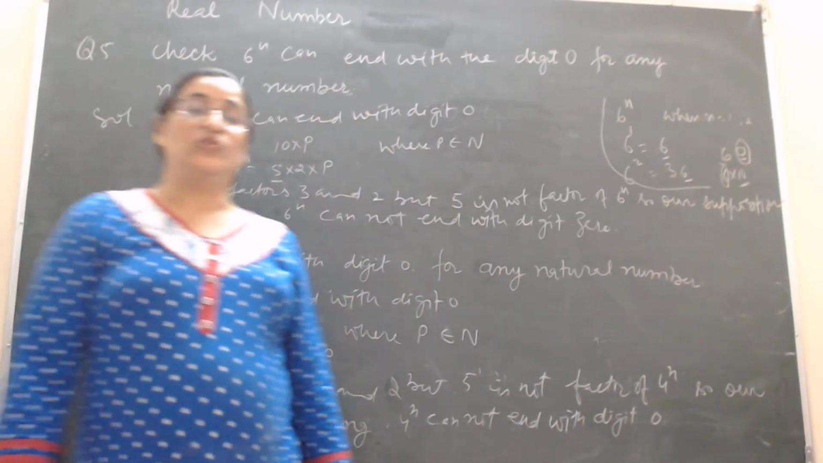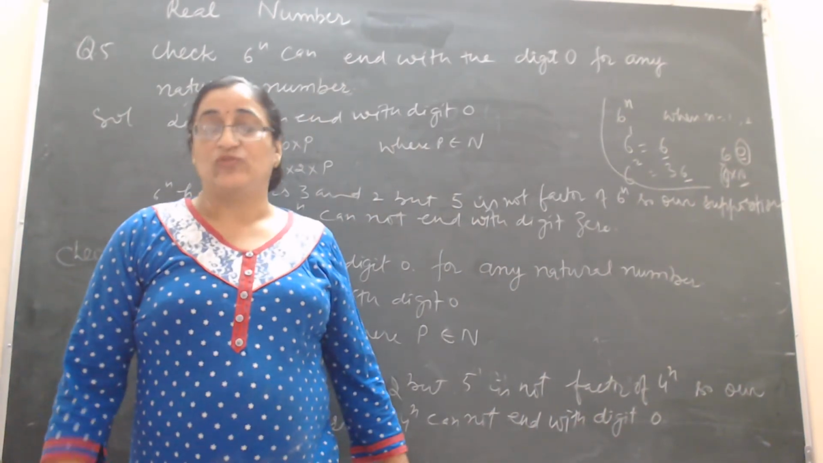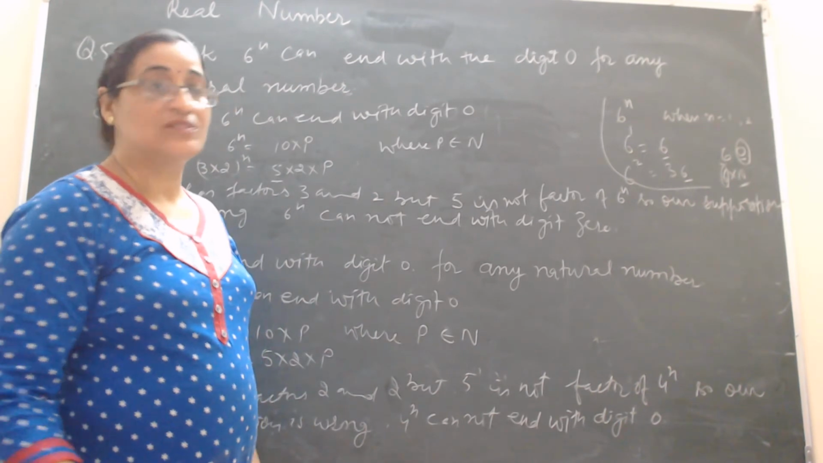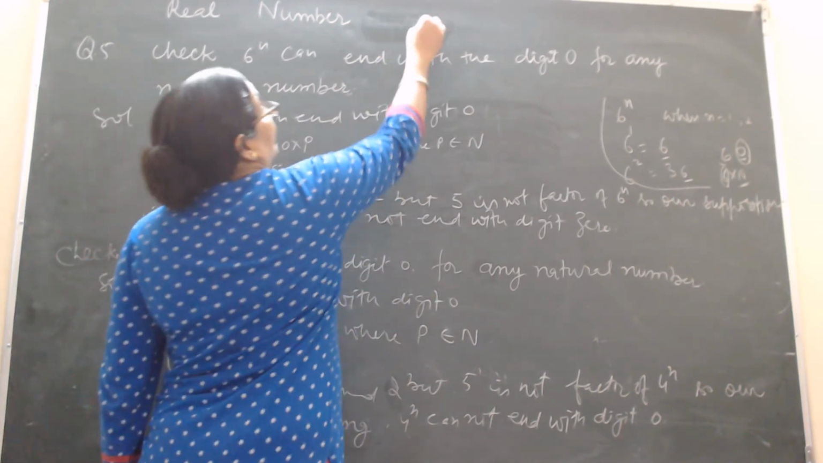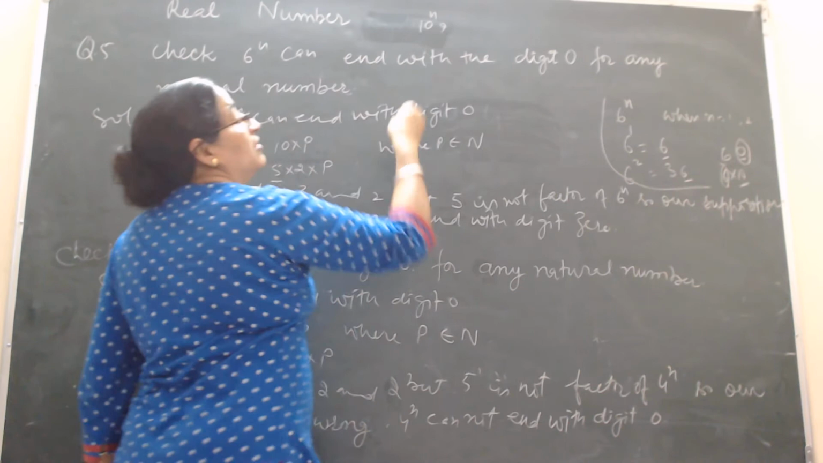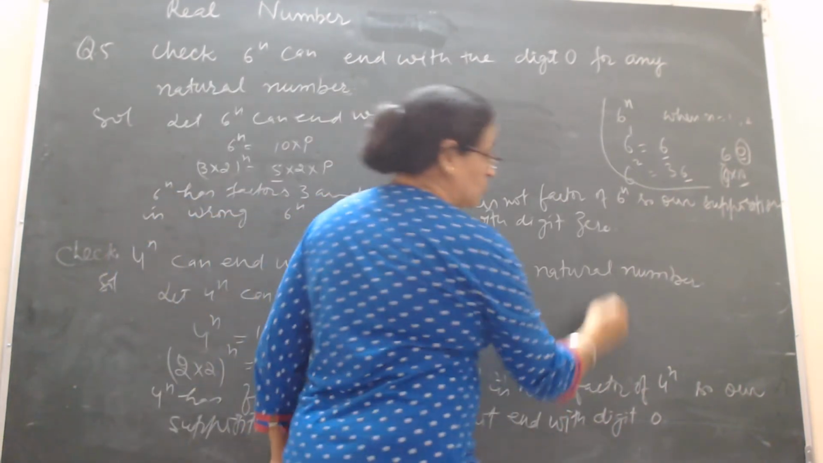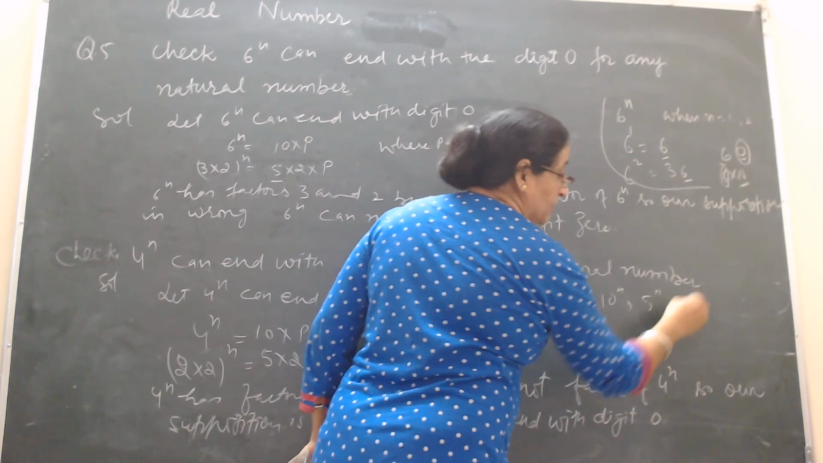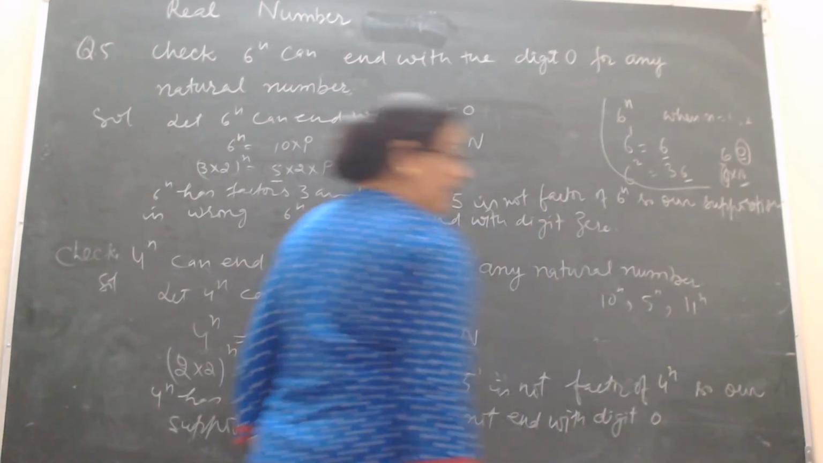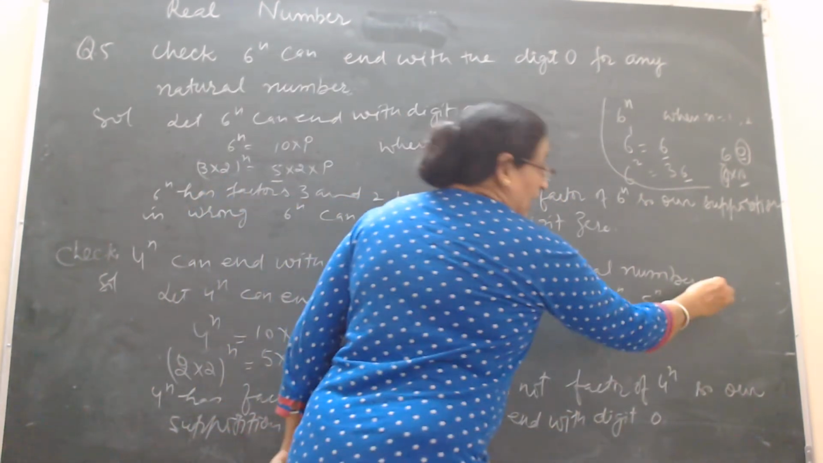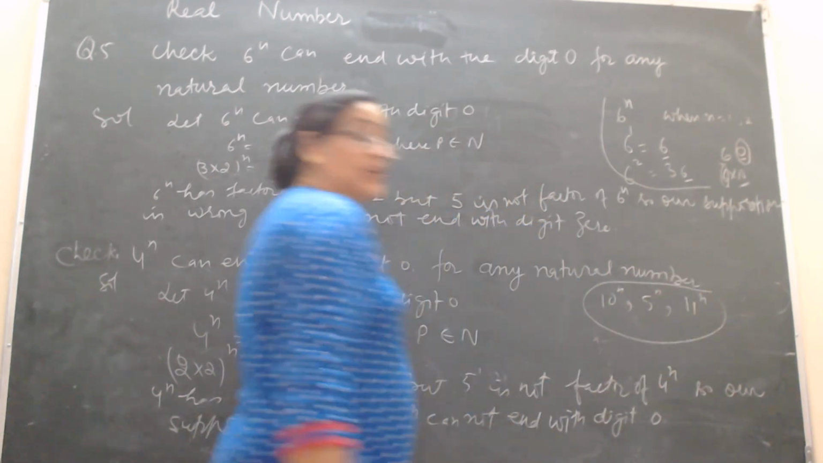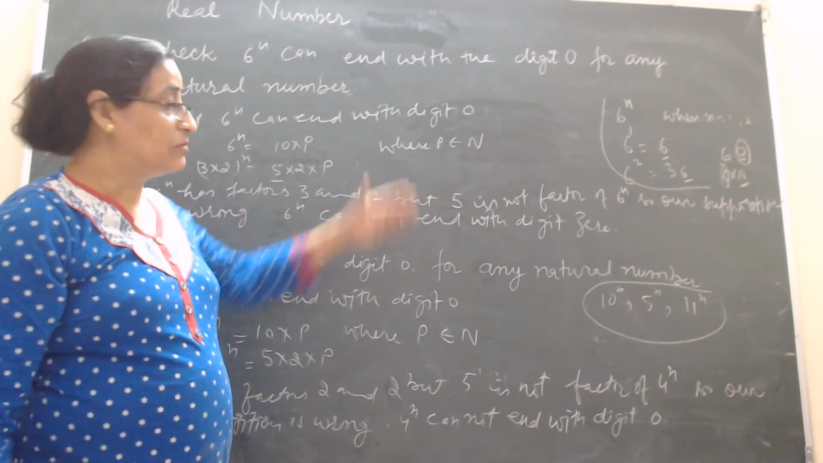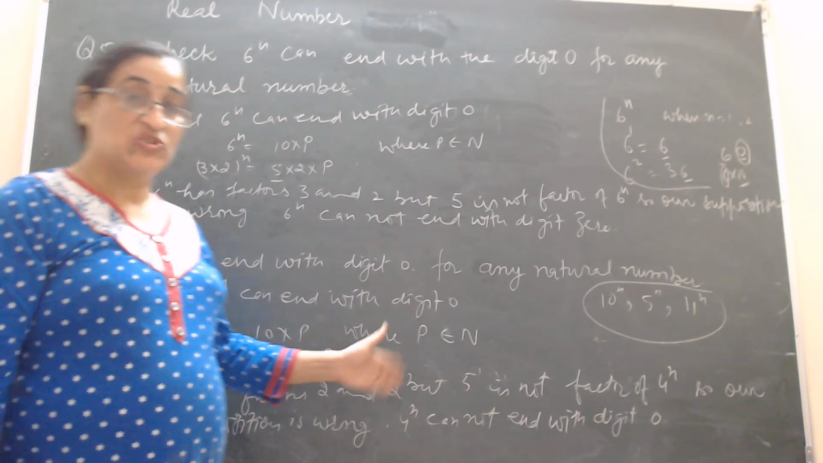I think you must understand it. We have to take some other questions, for example 10 raised to power n, 5 raised to power n, 11 raised to power n. Any question you can take, and you can solve it in this way to get your result.